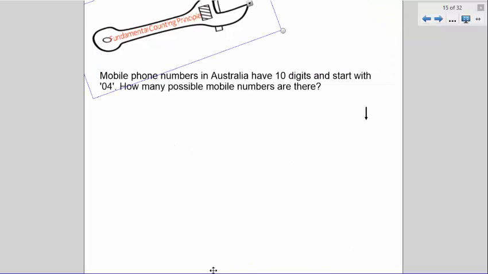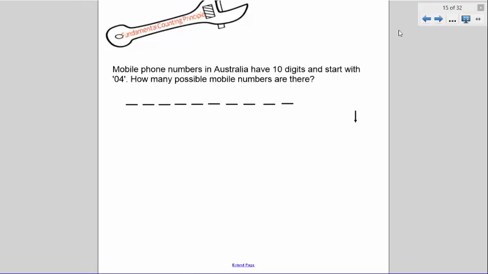Another example. Mobile phone numbers in Australia have 10 digits and start with 04. How many possible numbers are there? Let's think about the numbers. In the first spot, there is one possible number, a 0. There is only one possible number for the second digit too, a 4. The remaining 8 digits can be formed by any of the 10 digits 0 through to 9.